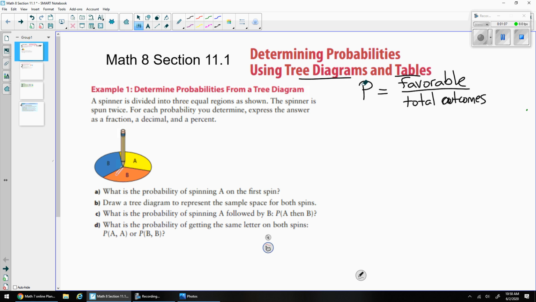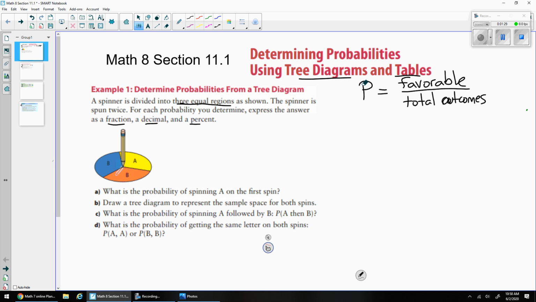Okay, so let's look at this case. The spinner is divided into 3 equal regions as shown. The spinner is spun twice. For each probability you determine, express the answer as a fraction, decimal, and a percent. So 3 different ways of showing the same number: fraction, decimal, percent. We'll go over how to do that again.